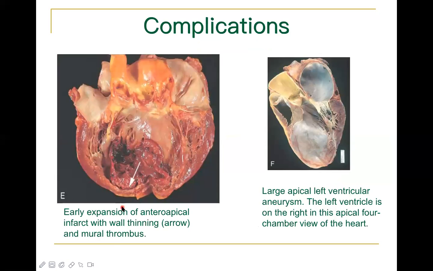Now this picture tells us there is formation of thrombus. This thrombus is attached to the wall of the ventricle, so this is called mural thrombus. A big thrombus is there. It can detach easily and result in thromboemboli. And this picture tells us how thin this wall is. Just have a look here, very, very thin. This is called left ventricular aneurysm. So these are a lot of complications which can occur after myocardial infarction.